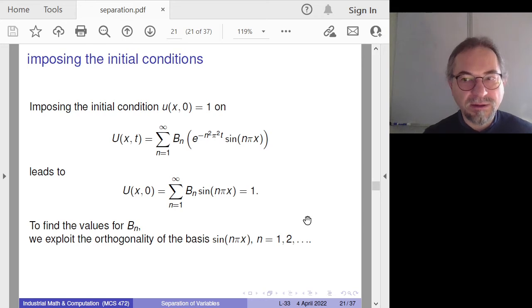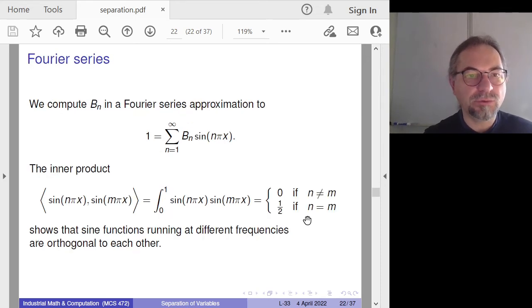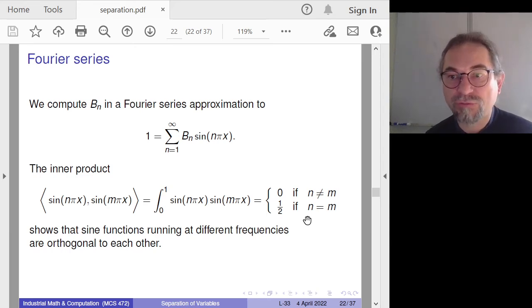Now, if you have never encountered Fourier series, then this is not trivial. Also, the orthogonality of the basis takes some getting used to. But let me phrase the problem here. Why is it going to work? Our sine functions running at different frequencies form an orthogonal basis with the inner product going from 0 to 1.